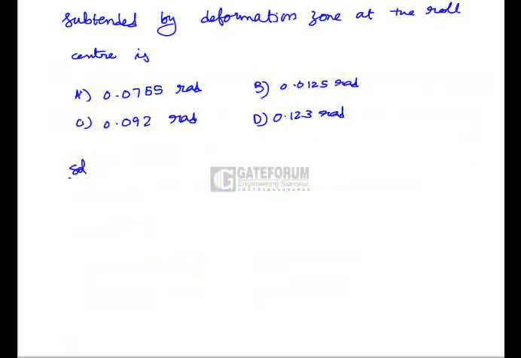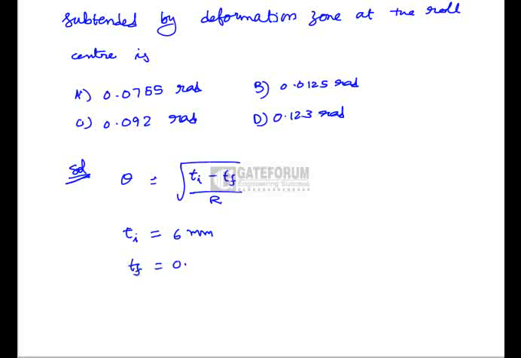Coming to the solution, the angle subtended by the deformation zone at the roll center is given by theta is equal to the square root of the change in thickness, that is the initial thickness minus the final thickness, to the radius of the roll. Here the cross section of the strip is 150 mm by 6 mm, so the initial thickness is 6 mm, and it is being rolled with 20% reduction, which means the final thickness is 0.8 into 6, which is equal to 4.8.